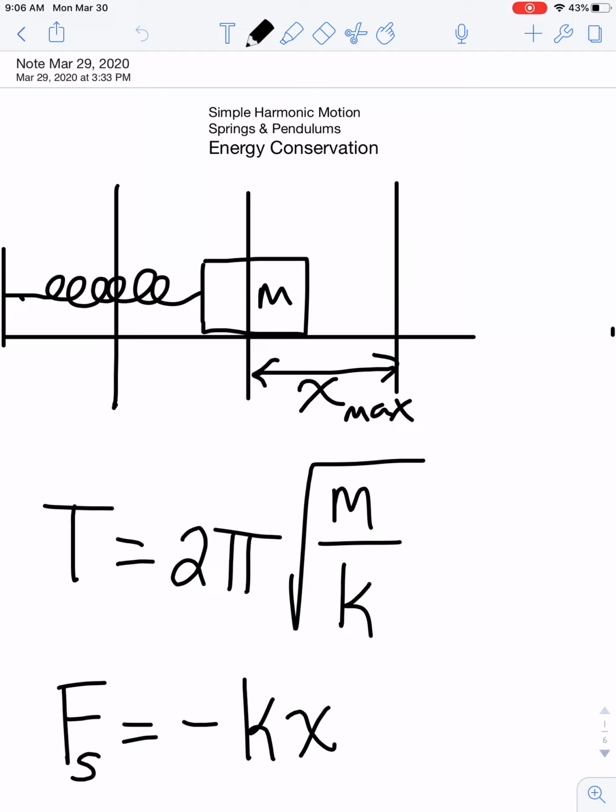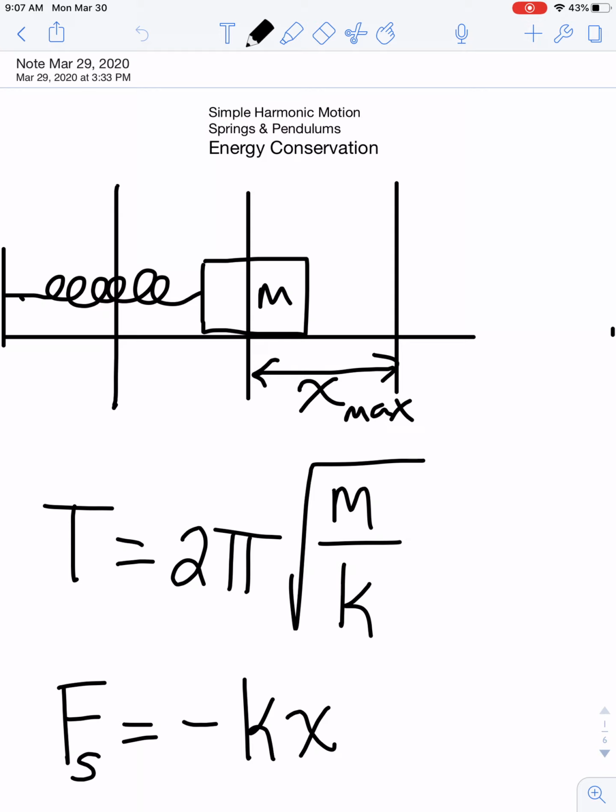All right, so this first lecture is going to be brief, and it's meant to just be a brief recap of simple harmonic motion with springs and pendulums to give you a sort of reorientation to what we're talking about. So we're just going to review what we did at the end of last week.